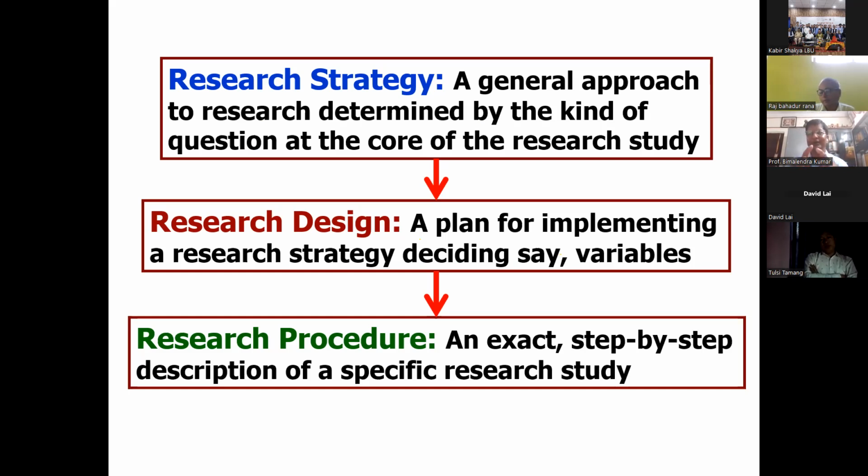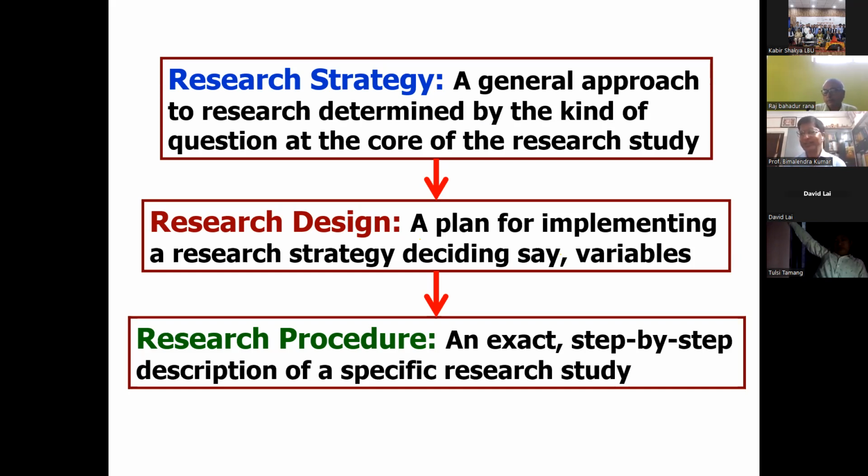Then comes the framing or structure of the thesis: what the chapters will be and how a person can complete 4 or 6 chapters, excluding the introduction and conclusion of the thesis. So a plan for implementation is a research strategy, deciding, say, variables. There are some things which are changeable in the numbers, so research designs can be done also. And then the research procedure is an exact step-by-step discussion of a specific research study.